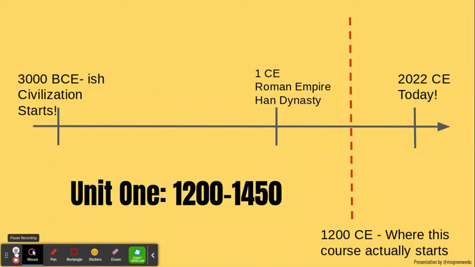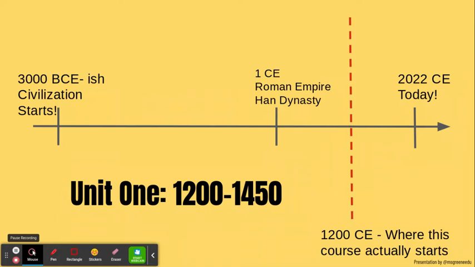So here's just like a little diagram for you, a timeline. So last week we did Unit 0, and it's just background information about early world history. So last week we were mostly talking about BCE times. So civilization, like Mesopotamia that we learned about, started around 3000 BCE, which is about 5,000 years ago from today. Around 1 CE were empires like the Roman Empire and the Han Dynasty in China.